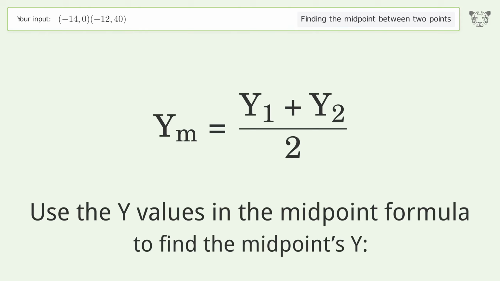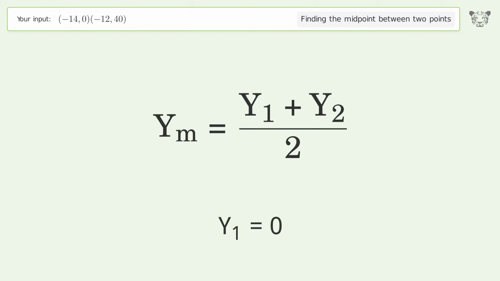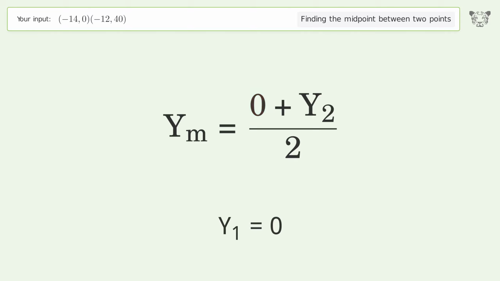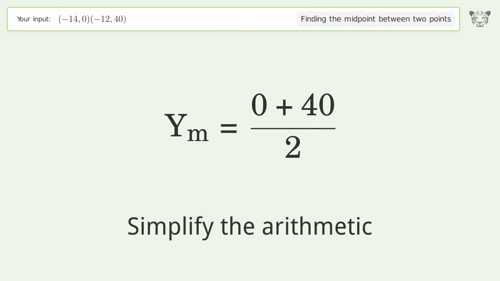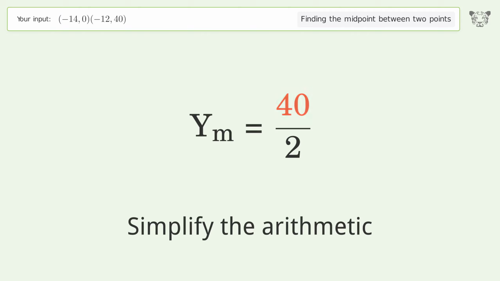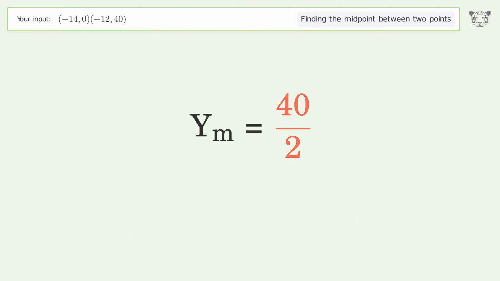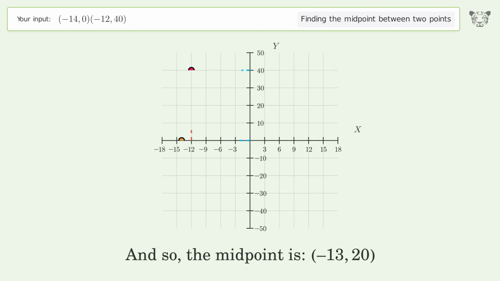Use the y values in the midpoint formula to find the midpoint's y. y1 equals 0. y2 equals 40. Simplify the arithmetic. And so, the midpoint is negative 13, 20.